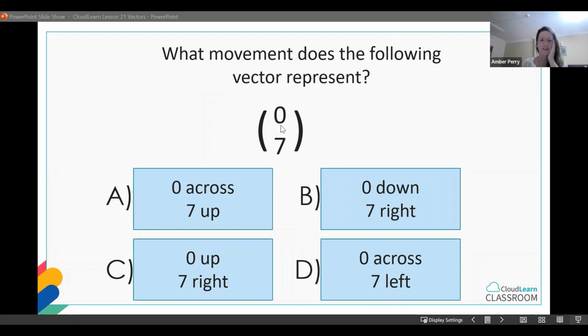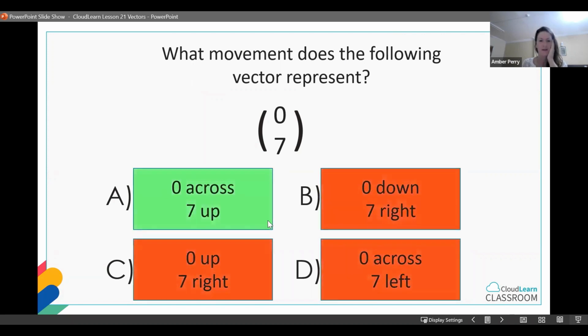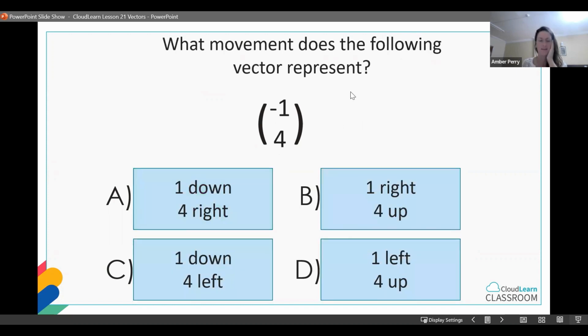Okay, so the correct answer there was A, 0 across and 7 up. Remember the top number is going across, so it's either to the left or right. In this case, because it's 0, we wouldn't move either way. So it's 0 to the right or 0 to the left. And then 7 goes directly up, okay? So that one was A. Let's do another one to see.